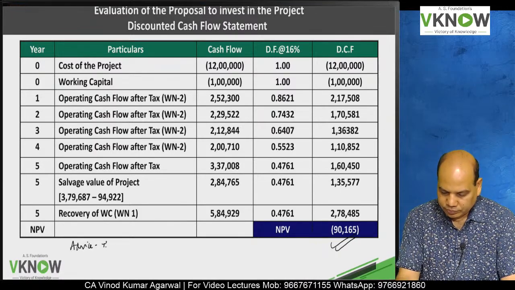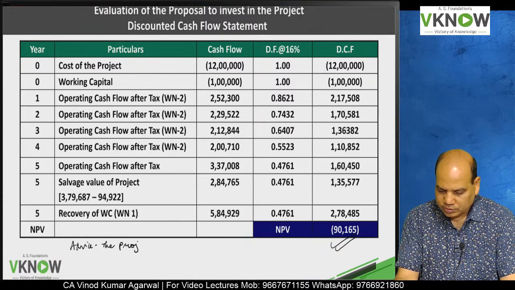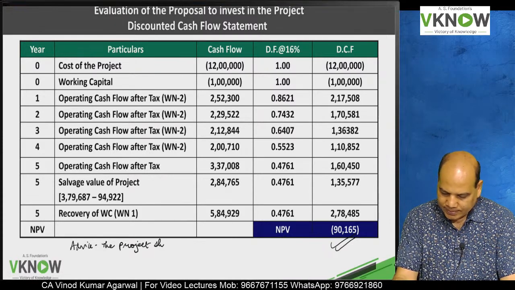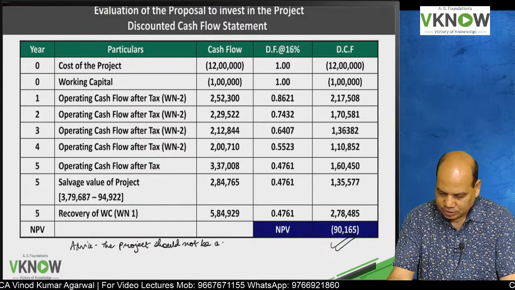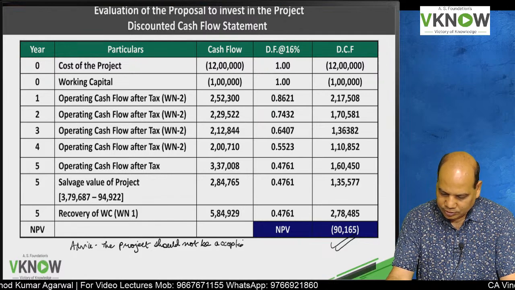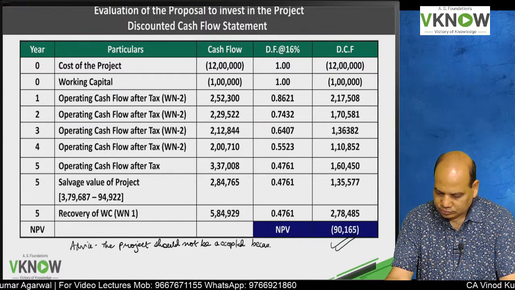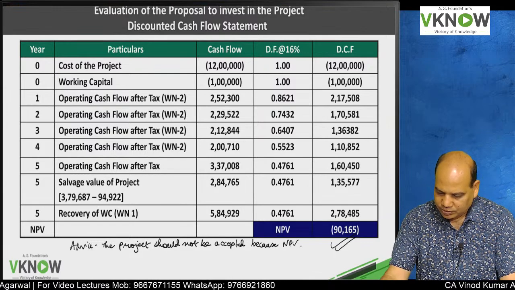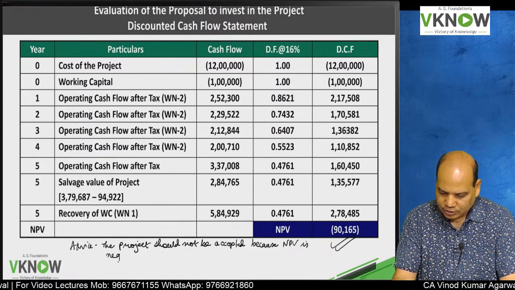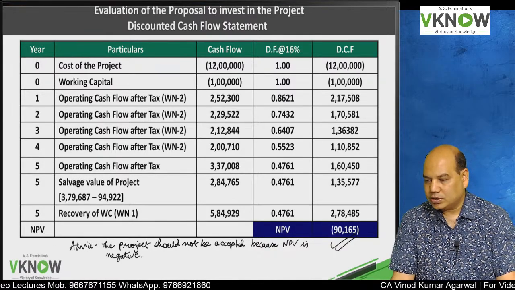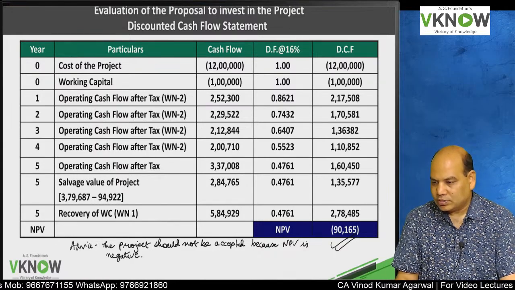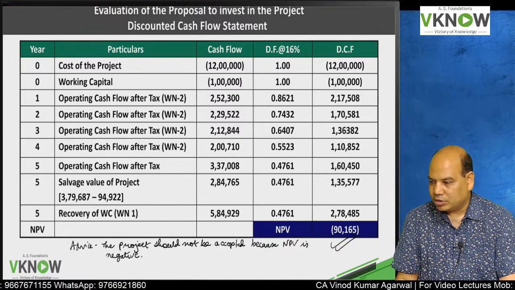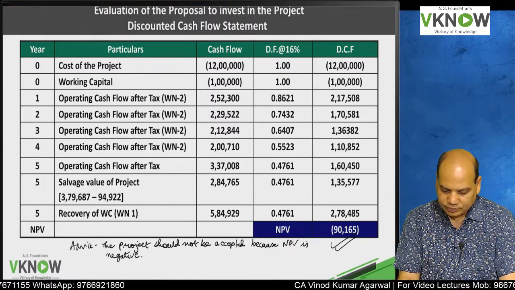Advice: the project should not be accepted because NPV is negative. First, you write down this advice. Project should not be accepted because NPV is negative.